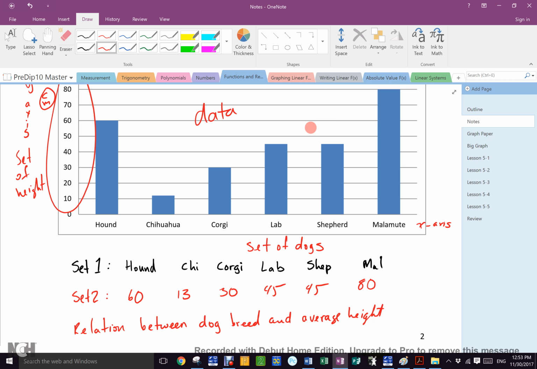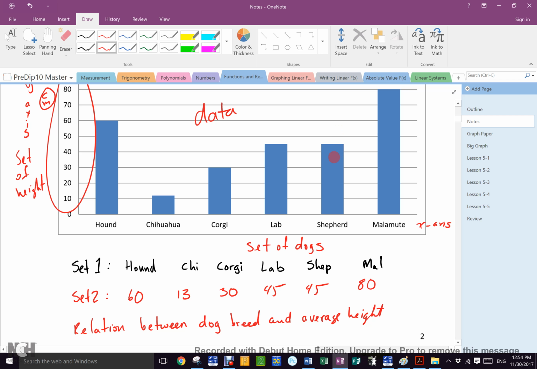The lab is 45 centimeters tall. But no, because the shepherd is 45 centimeters tall. No, the hound is taller than 45 centimeters. Okay, so what if you have two erasers in your hand? The reason I am being this way with you is because this relation is just that, a relation.